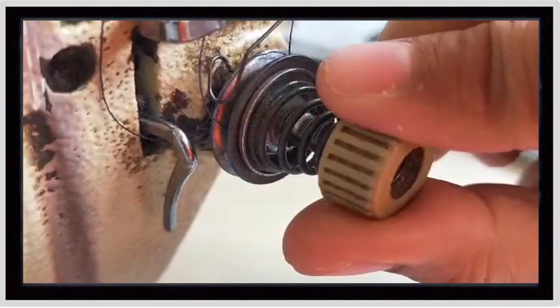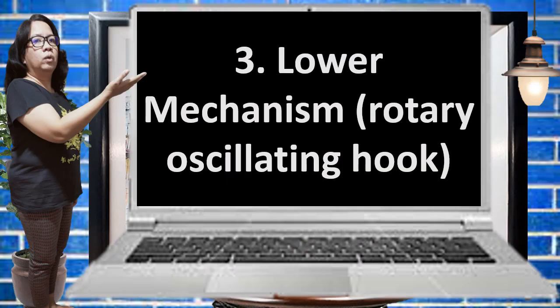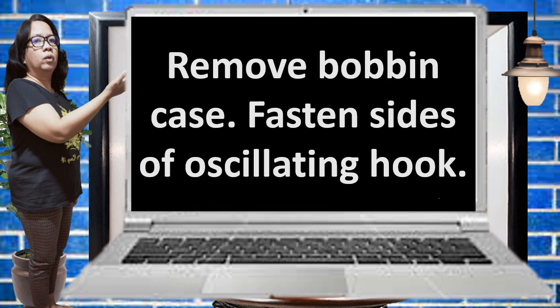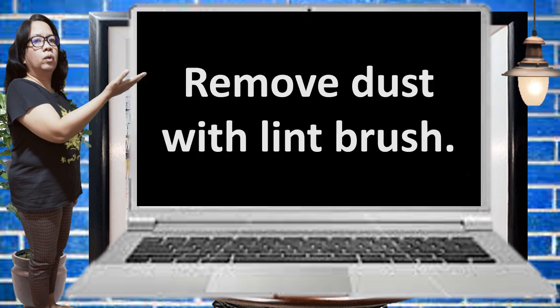Class, additional reminder: before cleaning the tension regulator, remove the thread. Number 3 is the lower mechanism. You will see the rotary oscillating hook. Remove bobbin case, fasten sides of oscillating hook. Next, remove dust with lint brush.